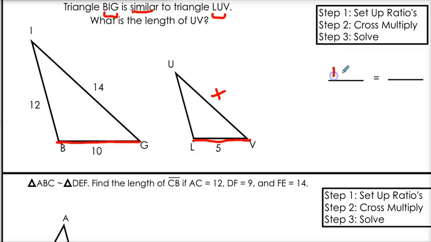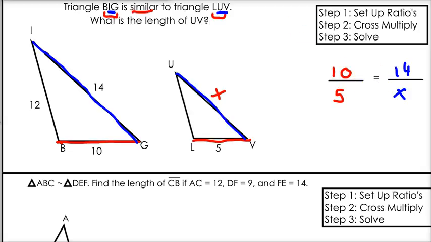I'm going to set my ratio. That's 10 is to 5. Now I'm going to set up my next ratio, and I'm going to say, what does X correspond to? That's UV. And UV corresponds to IG. Since IG and UV correspond, and once again you can check that by looking at the order of the letters, let's set up our ratio. So that's going to be 14 over X. And now that we set up our ratio, we can just cross multiply to solve.